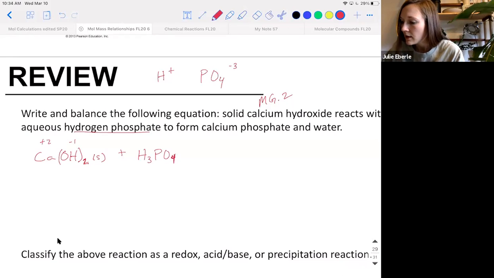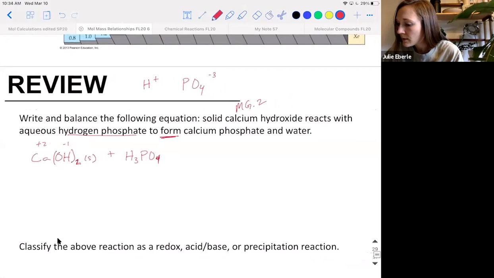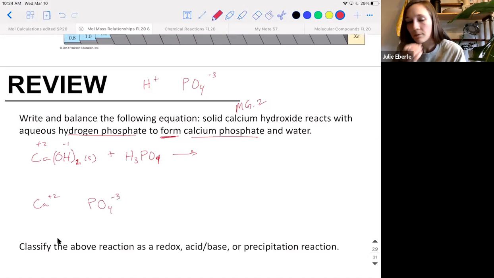Okay. Then it says we form calcium phosphate and water. So calcium is going to bond with phosphate. So what is the formula for calcium and phosphate put together? Again, calcium is a +2. Phosphate is PO4 -3. Got to write something that is charge neutral overall.